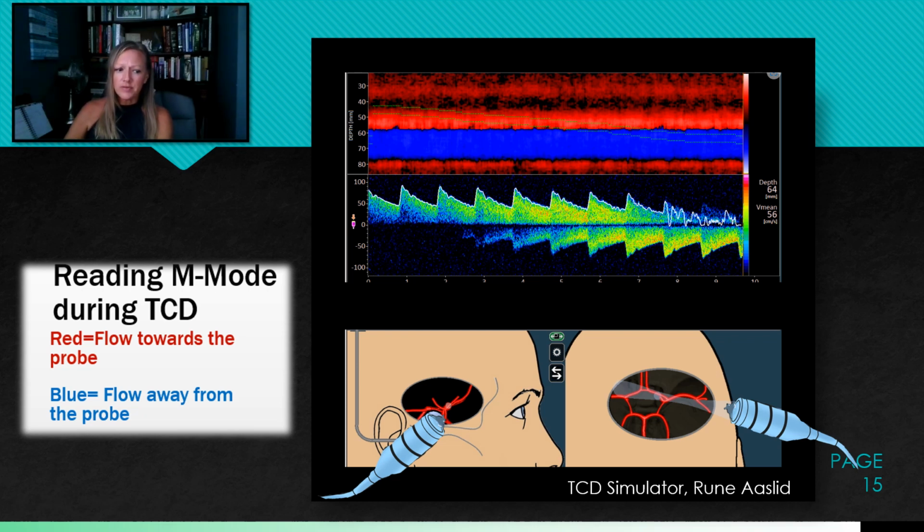So the benefits of M mode are aids in window location. You can easily identify where the window is when you use M mode because you're not looking at one depth, you're looking at many depths. It will help with vessel identification, and it does account for varying head sizes.